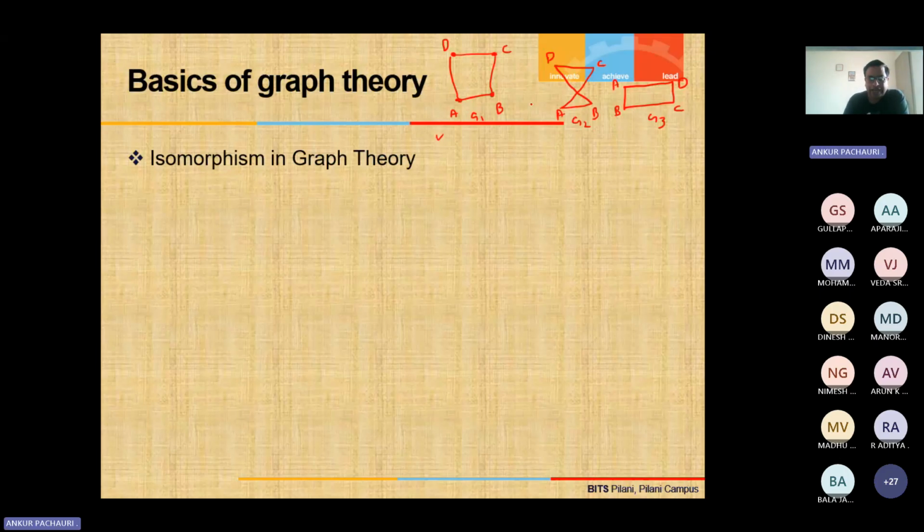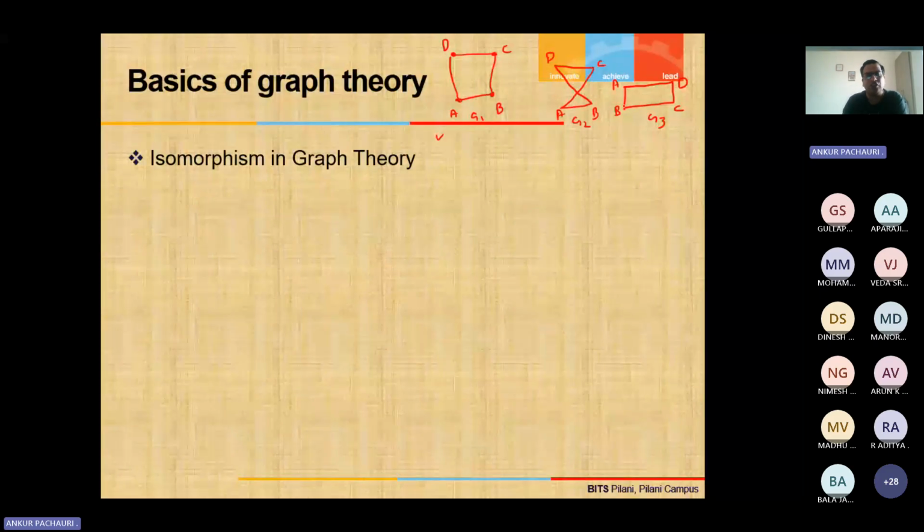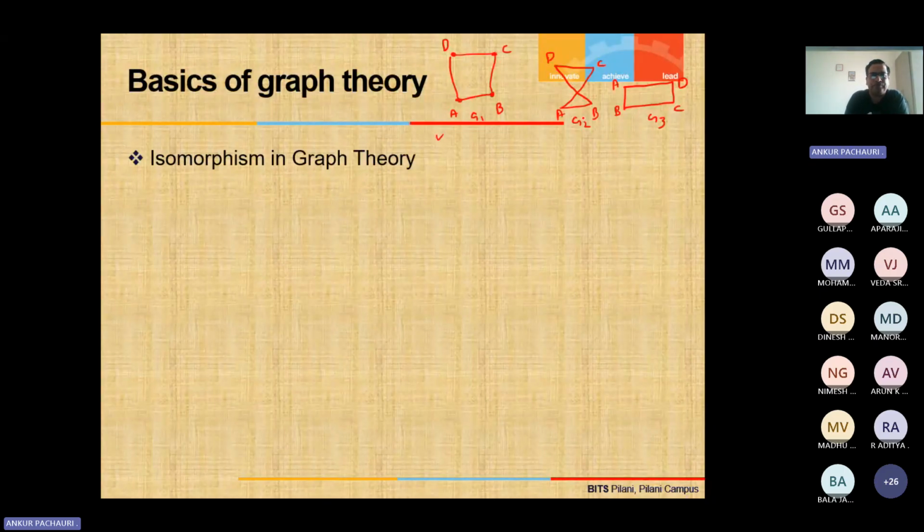So we know that this is the same graph, but with a different orientation. We can say it is a twisting of those edges, or it can be a different orientation of a graph. Here it is in a vertical state, here it is in a horizontal state, but we know that this is the same graph. G1, G2, and G3 all are the same.